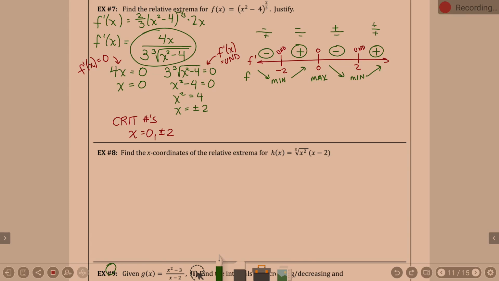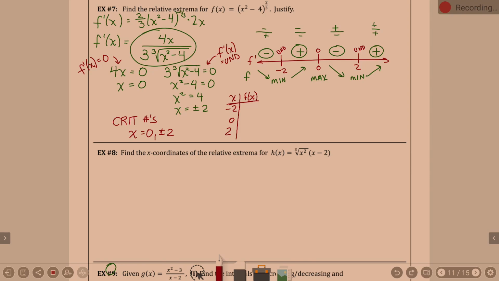Now, since they said the relative extrema, they're not just looking for the x values. They want the y values, so you need to come up with the y values at -2, 0, and 2. I guess I put y here. I really shouldn't call it y. I'm going to call it f of x for less confusion. Mins and maxes, we're looking at the points on the original curve, so into f.